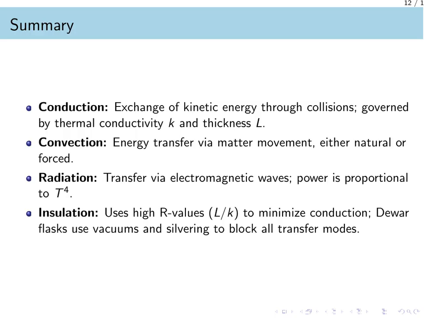To summarize, thermal conduction involves the exchange of kinetic energy through collisions and depends on the material's conductivity and thickness. Convection is the transfer of energy through the movement of matter, whether natural or forced. Radiation occurs through electromagnetic waves and is highly sensitive to temperature. Effective insulation utilizes materials with high R values to stop conduction, while specialized containers like Dewar flasks combine vacuums and reflective surfaces to block all three modes of transfer.